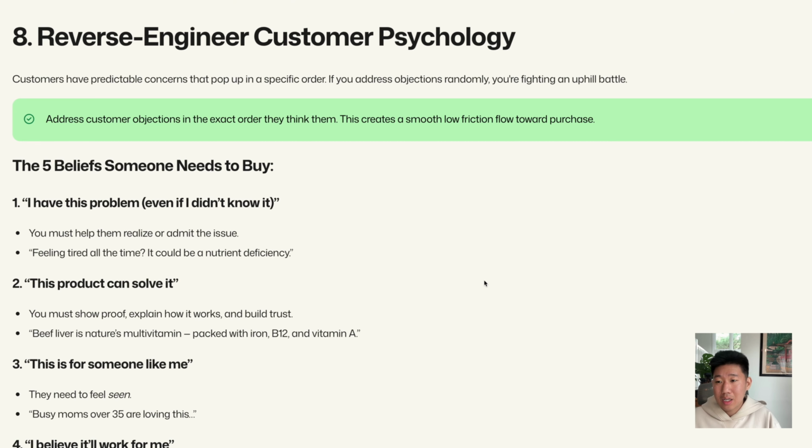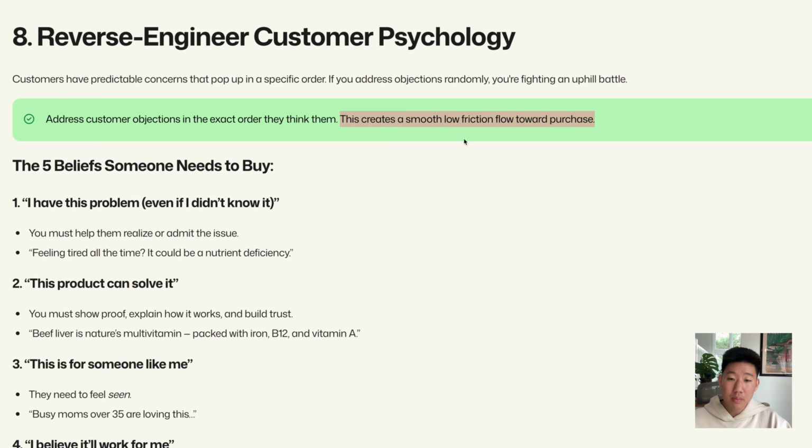But the idea is that all customers, regardless of what you sell, have predictable concerns that pop up in a specific order when they're going through your page. If you can address these objections succinctly and in order, you're able to provide the information that they're looking for in an easy way. All this is to say, make your shopper's life easier by giving them the information they need. You're going to be fighting an uphill battle if you don't handle these objections or you address them randomly. So you want to address customer objections in the exact order they think them.